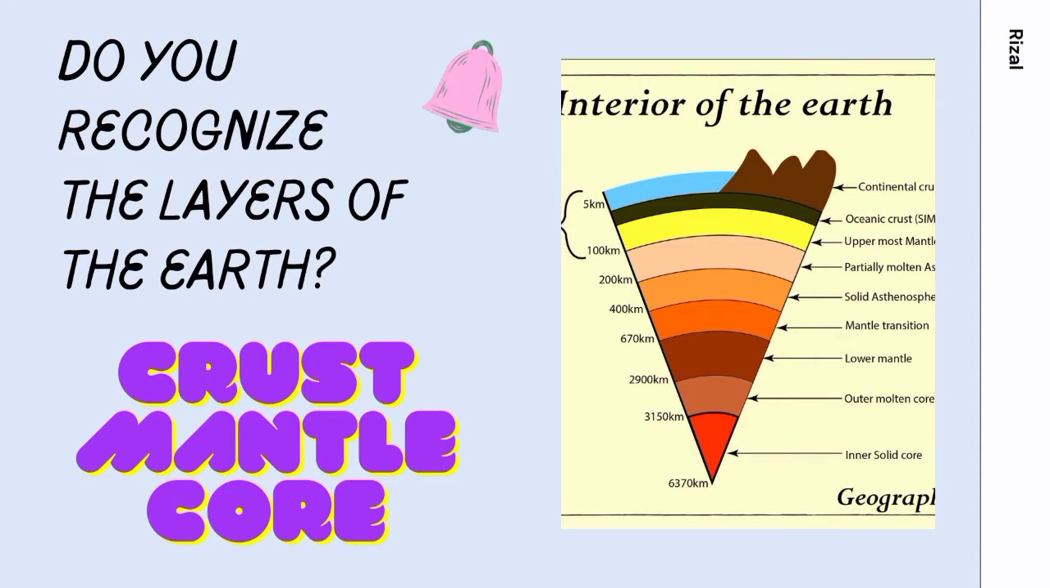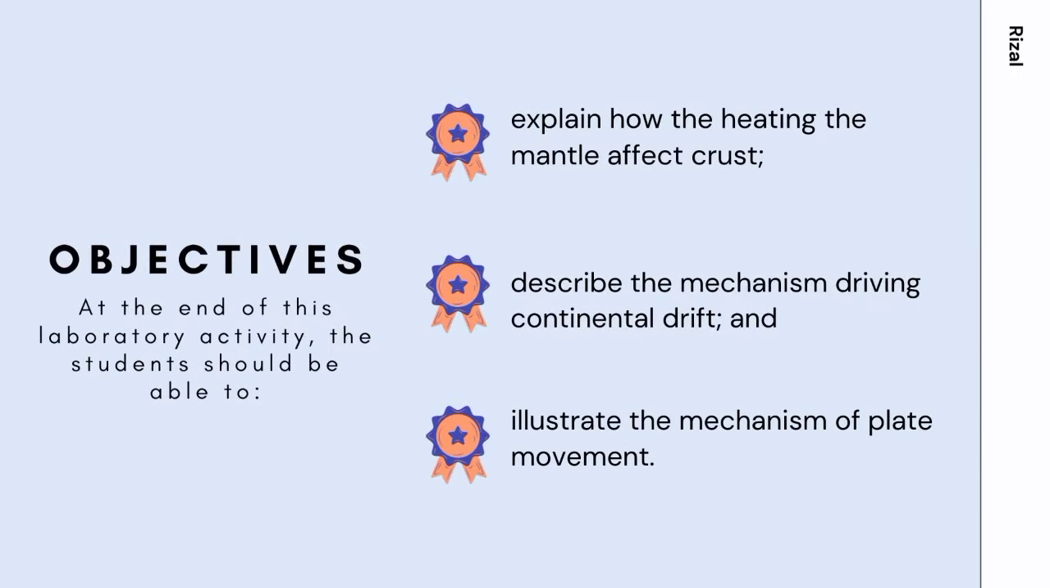Now, do you recognize the layers of the Earth? Of course! It's the crust, mantle, and the core. In executing our laboratory activity, we will have some objectives to reach. First, we should explain how heating the mantle affects the crust. Second, we should describe the mechanism driving the continental drift, and we should illustrate the mechanism of the plate movements.